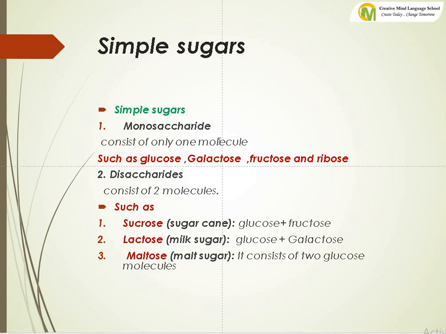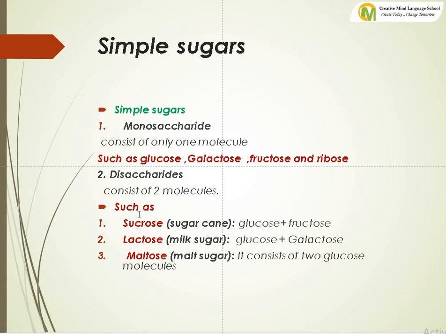We have two main types, monosaccharide and disaccharide. Monosaccharide consists of only one molecule, such as glucose, galactose, fructose and ribose. But disaccharides, such as saccharose, lactose and maltose, consist of two molecules.